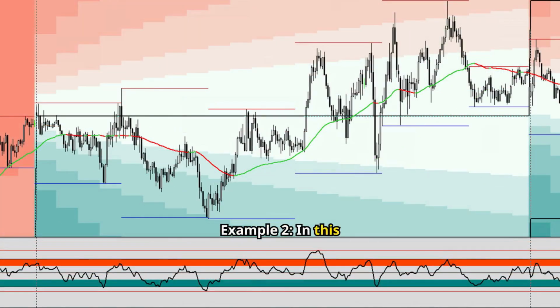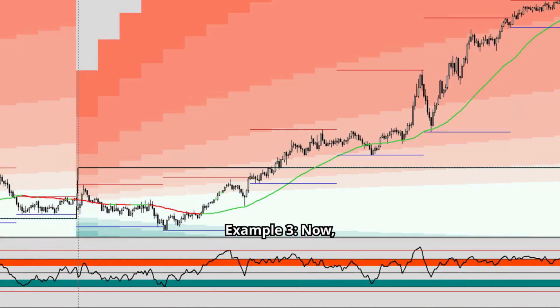Example 2, in this scenario, notice that the RSI reached the 70 level, but the price was not in the red zones. This means we need to wait until the price enters the red zone and the RSI makes a new high. Here's the best possible entry, as price was on the first red zone level and the RSI made a new high. The possible exit could be after price hit the 50 SMA or the RSI 30 level.